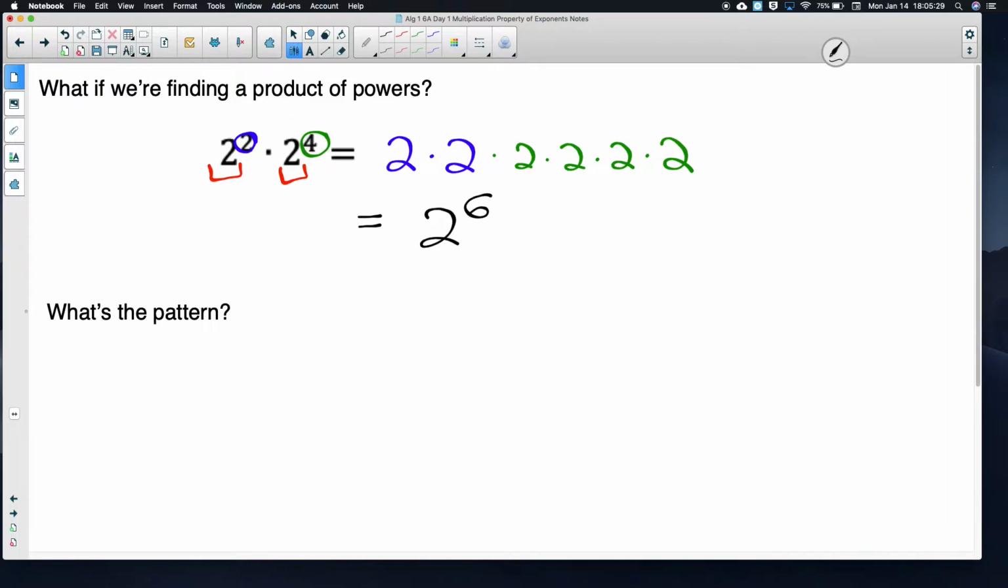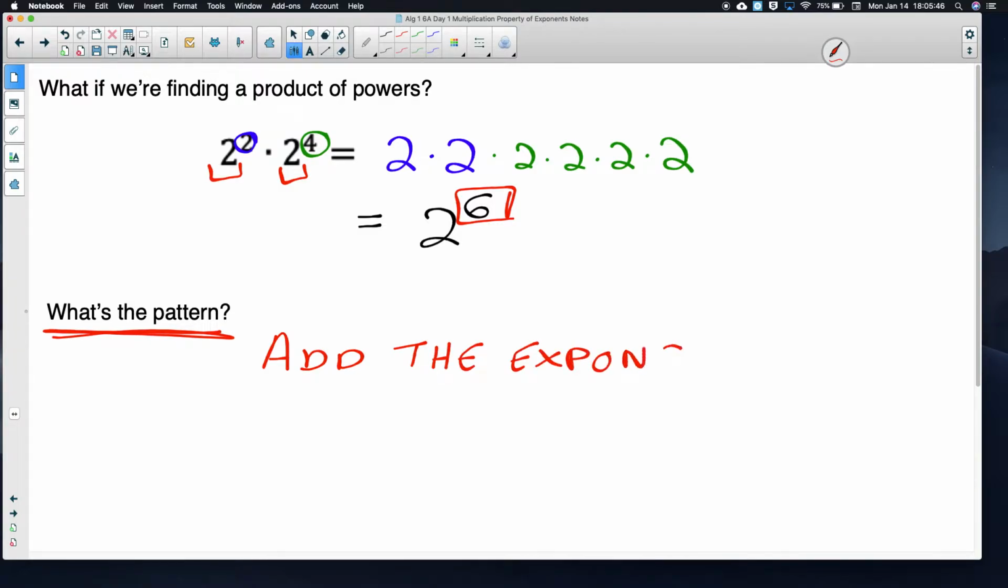Now, how can I get 6, this new exponent, from 2 and 4? What is the pattern here? Well, the pattern is that I'm going to be adding the exponents. When you have the same base, for example, the same base here is 2, and you have different exponents, you can add those exponents to get the new exponent.